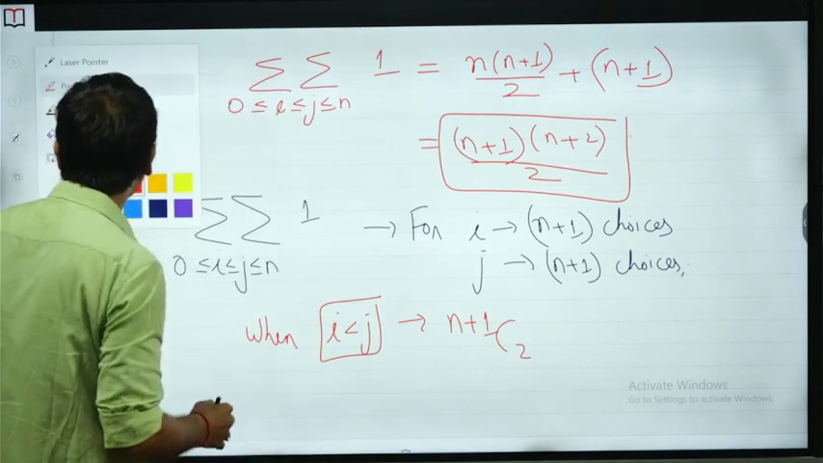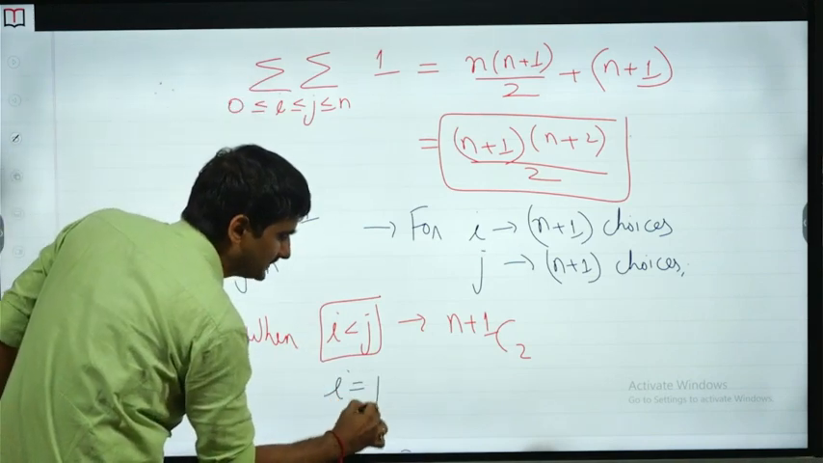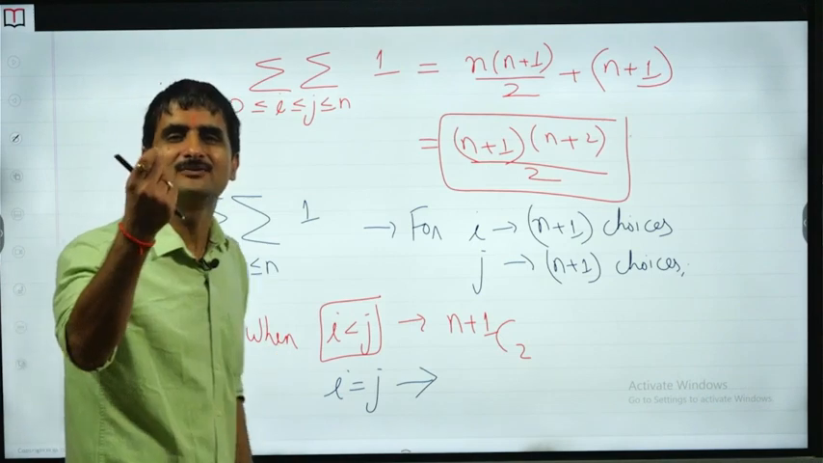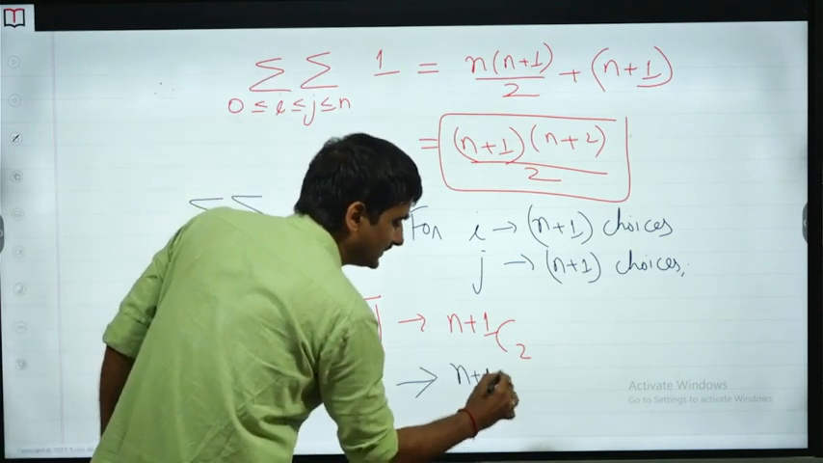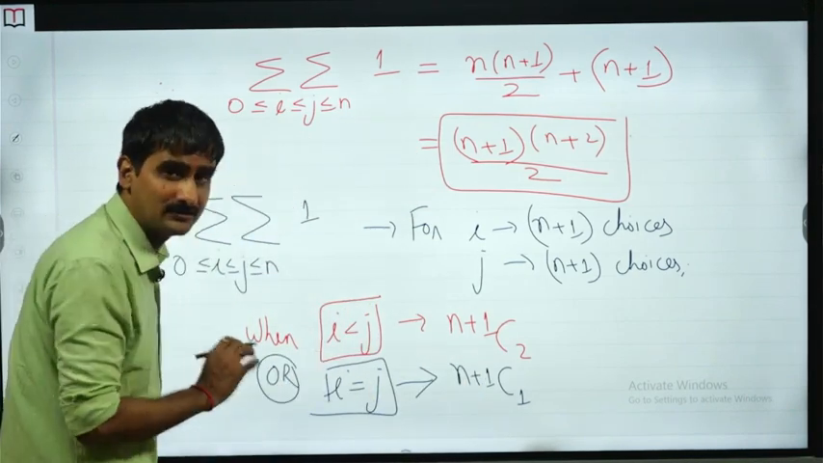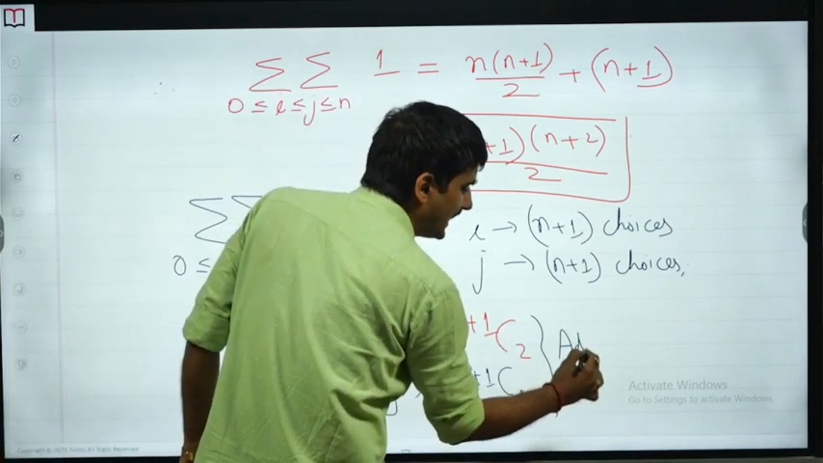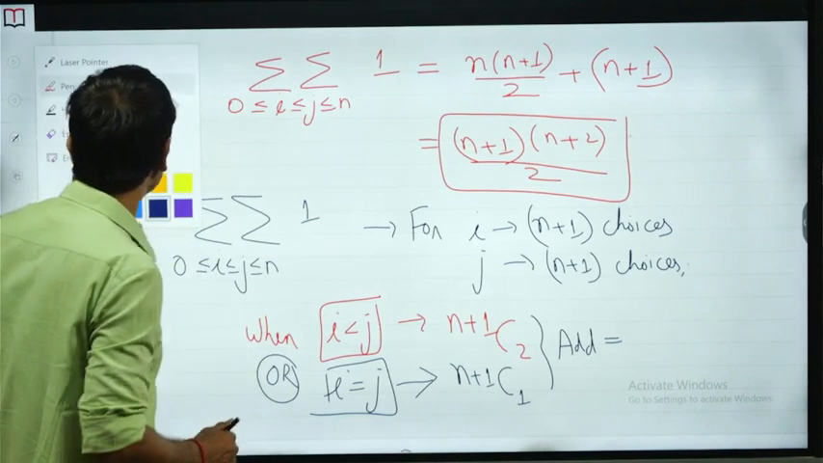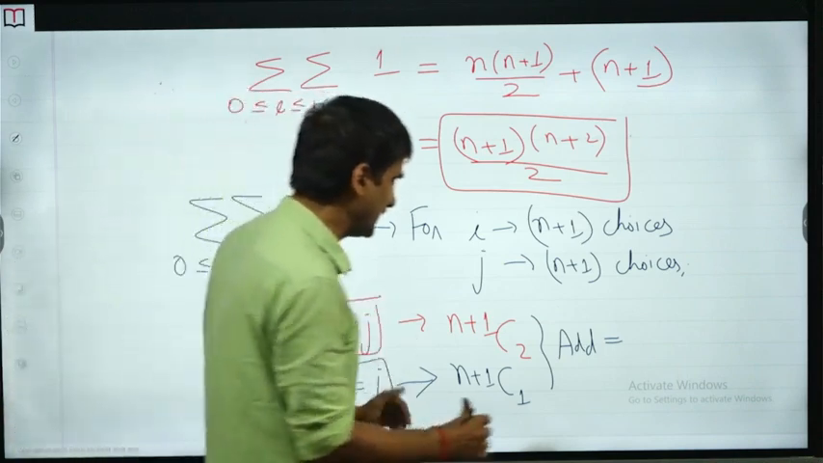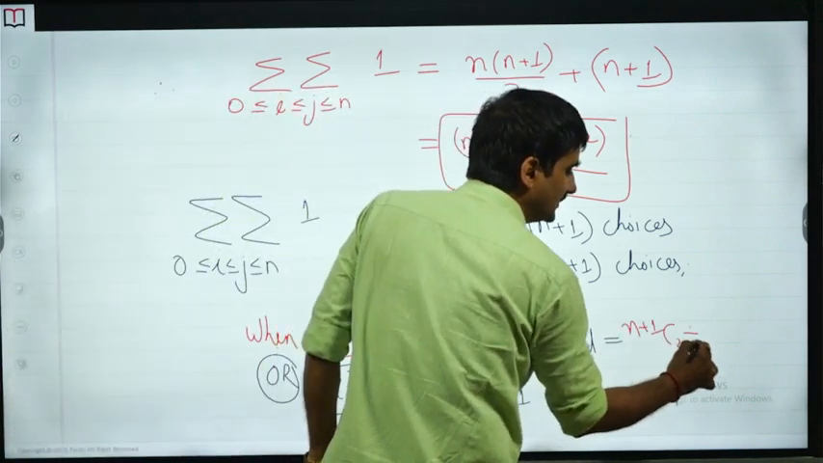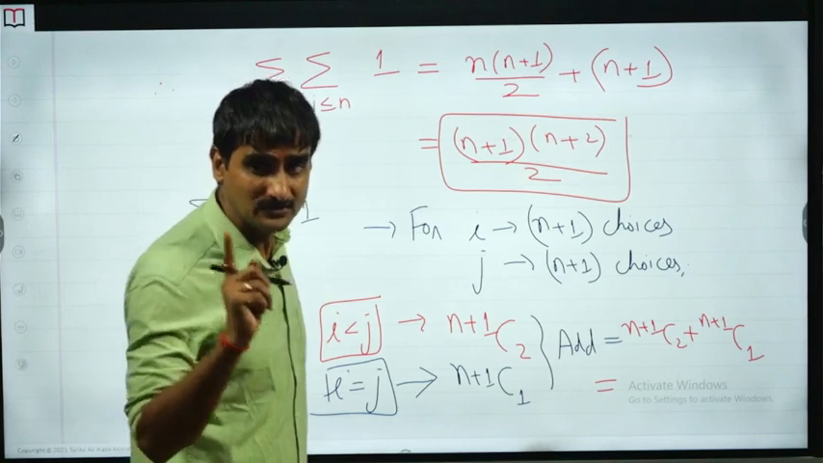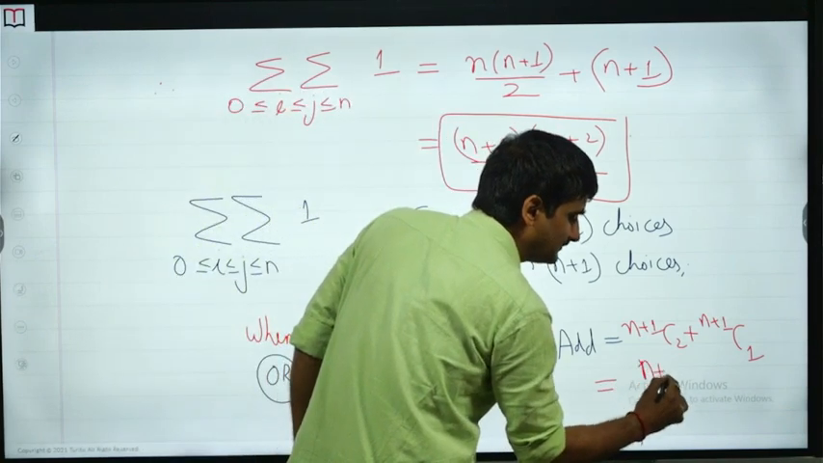The second possibility is i is equal to j. So i is equal to j, you have to pick only one number out of n plus 1, so n plus 1 C 1. Now this is an either-or condition: either i is less than j or equal to j. So we need to add them. The total number of ways is n plus 1 C 2 plus n plus 1 C 1. From the property of binomial coefficients, we know this is nothing but n plus 2 C 2.